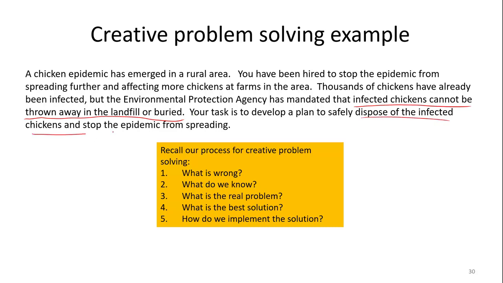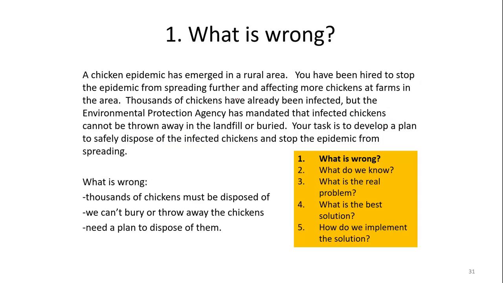So in this case, let's go ahead and apply our creative problem solving process to solve this problem. So first we ask ourselves, what is wrong? All right, so if we read the information we've been given, we can come up with a few points here. The initial thing that's wrong is that thousands of chickens must be disposed of because they're infected with disease. We also can't bury or throw them away, so we need to find a plan to dispose of them safely and to contain the epidemic.